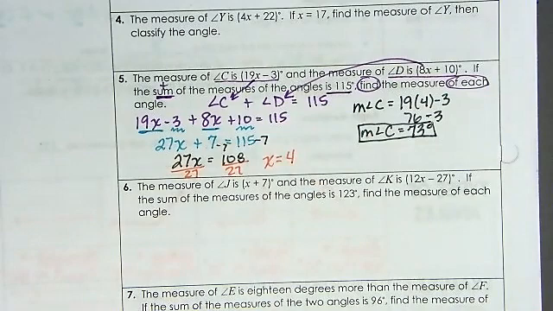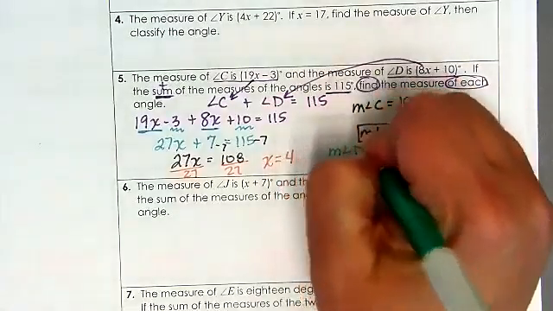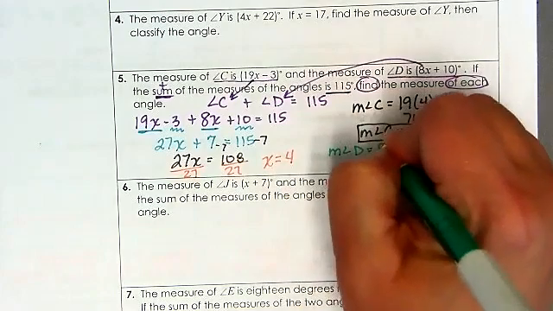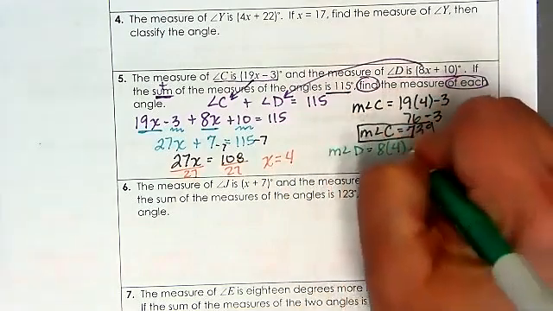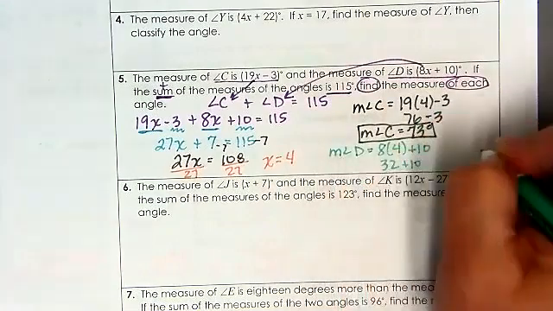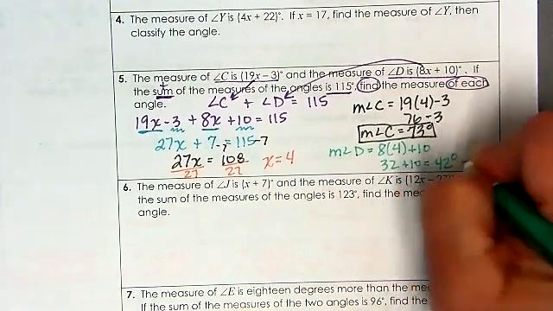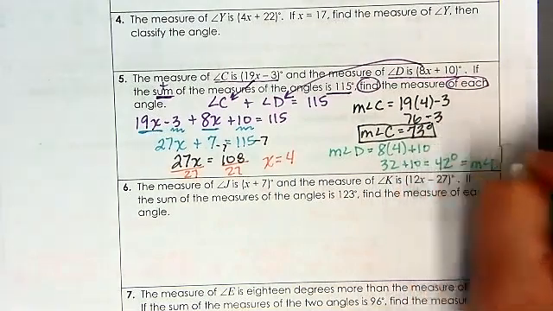And now I do the same thing for D. We have the measure of angle D equals 8 times 4 plus 10. So that's 32 plus 10. So that's going to give me 42 degrees equals the measure of angle D.